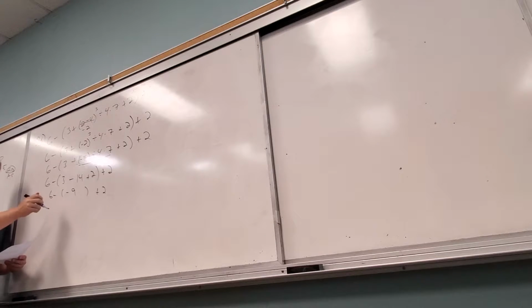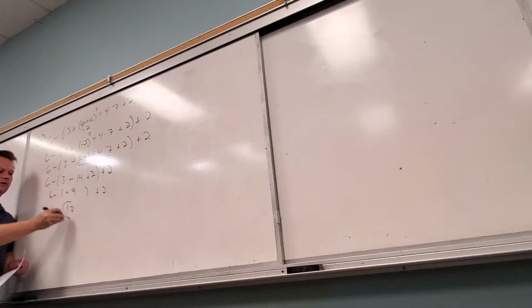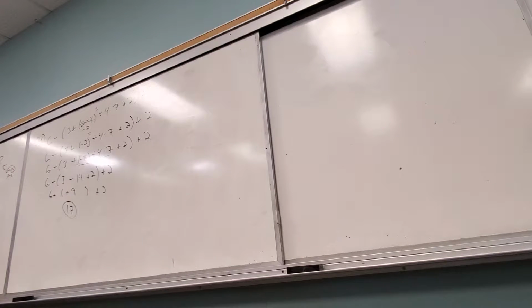Minus and negative is positive. So 6 plus 9 is 15. 15 plus 2? 17. So, number 6.